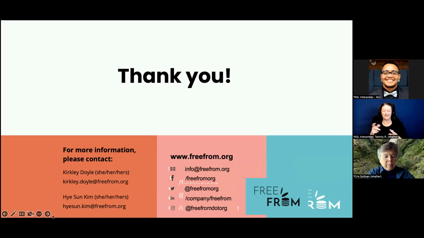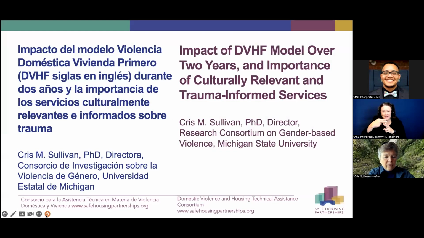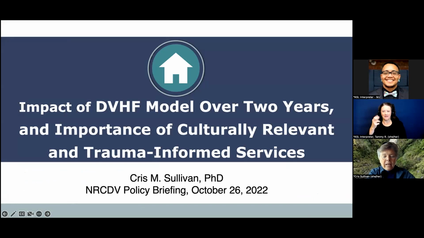I am Cris Sullivan. Trying to just move these slides forward. There we go. I'm the director of the Research Consortium on Gender-Based Violence at Michigan State University. And my pronouns are she, her, hers. I have short graying hair, no glasses, and I'm wearing a purple shirt that is covered in cat hair.